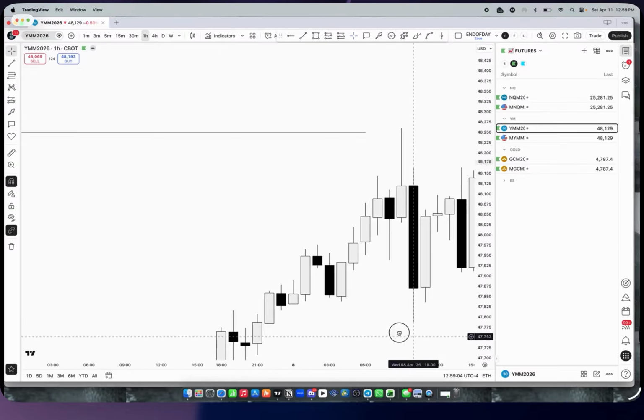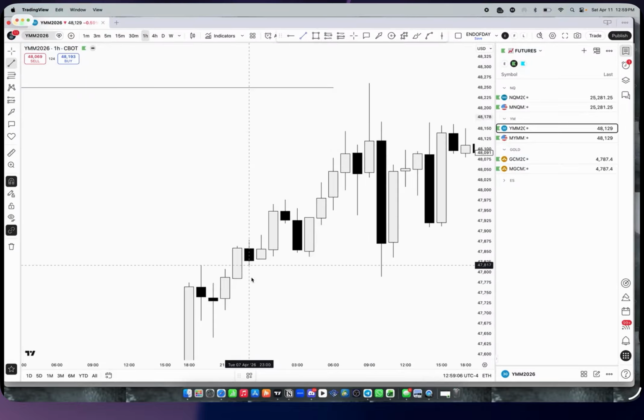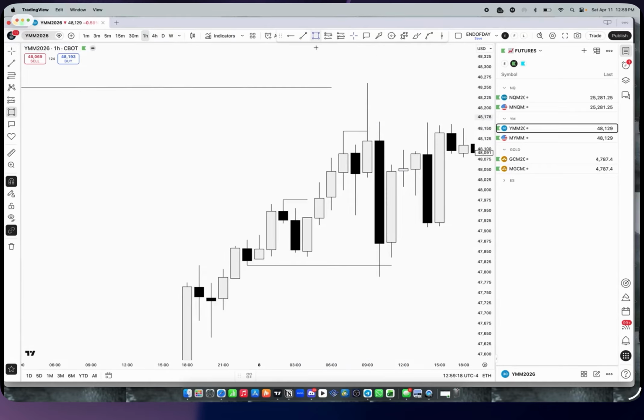I mentioned in the webinar here that this is what we did. Look at this price action here. We traded above the high, we respected it, and then we traded above the high again. So let's mark that out for you guys so you can see.